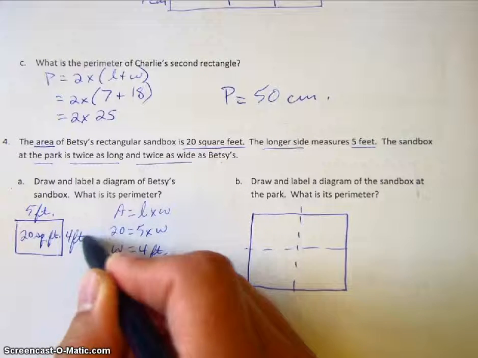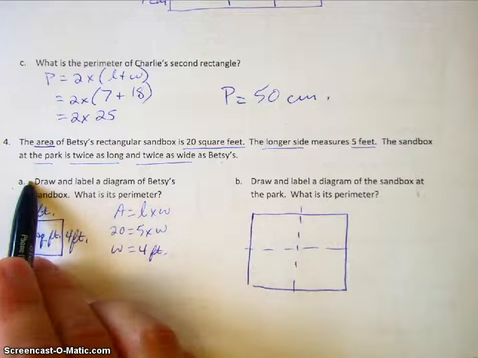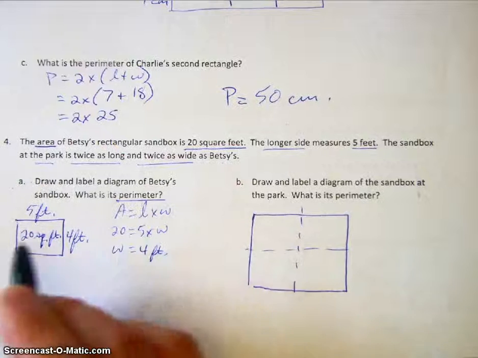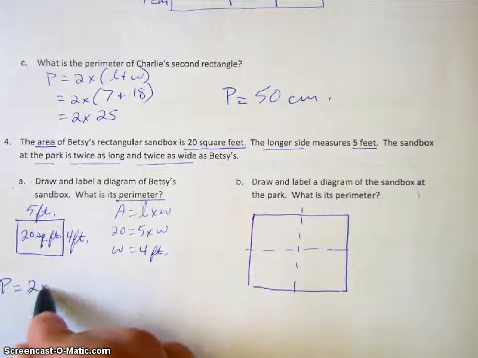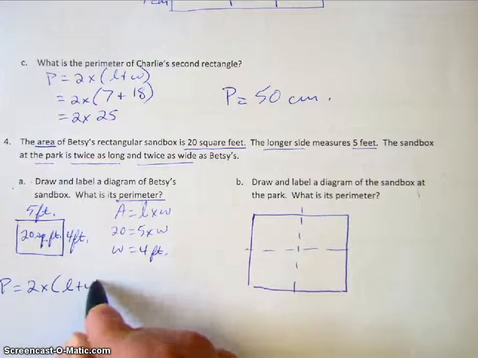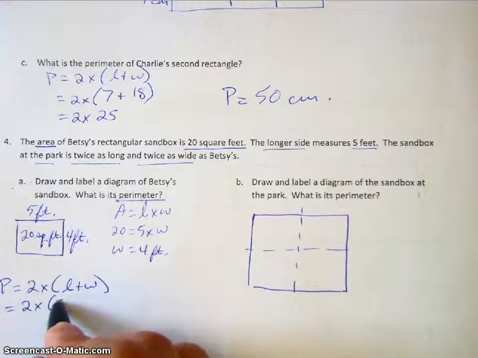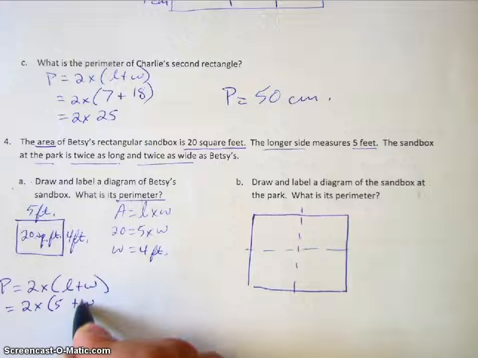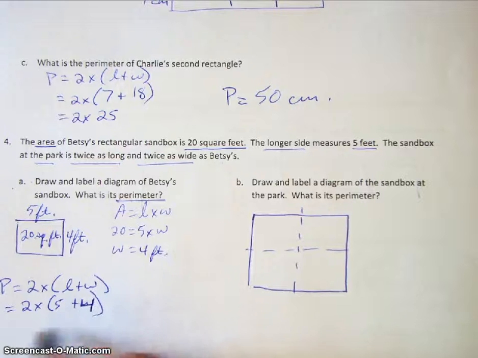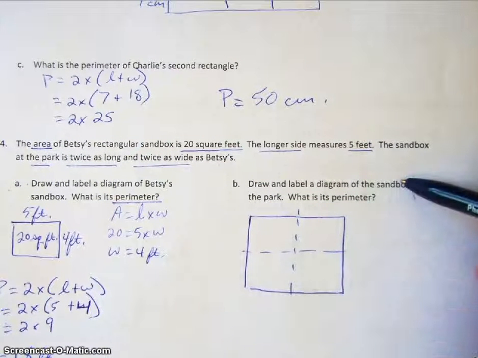Now we can go to letter A, and now we find the perimeter. So perimeter equals 2 times (length plus width). We have our length of 5 and our width of 4. So we get 2 times 9, so our perimeter equals 18 feet. Now moving on to our sandbox at the park.